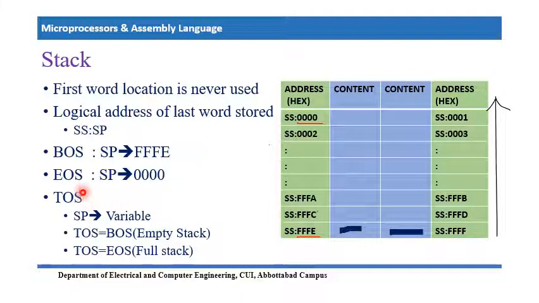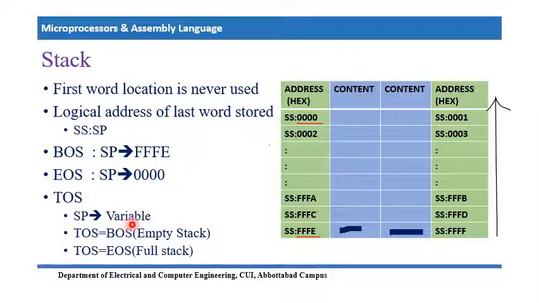Before we go to the top of stack, we know the bottom of stack and end of stack are constant addresses. This is always the bottom of stack and it will never change. Similarly, this is the end of stack and it will never change, but the top of stack always varies. For example, in case of an empty stack, the top of stack will be here. As we start filling information, the top of stack will move slowly and gradually. And if the stack is full, its top of stack will be the end of stack. So that is what is written here.